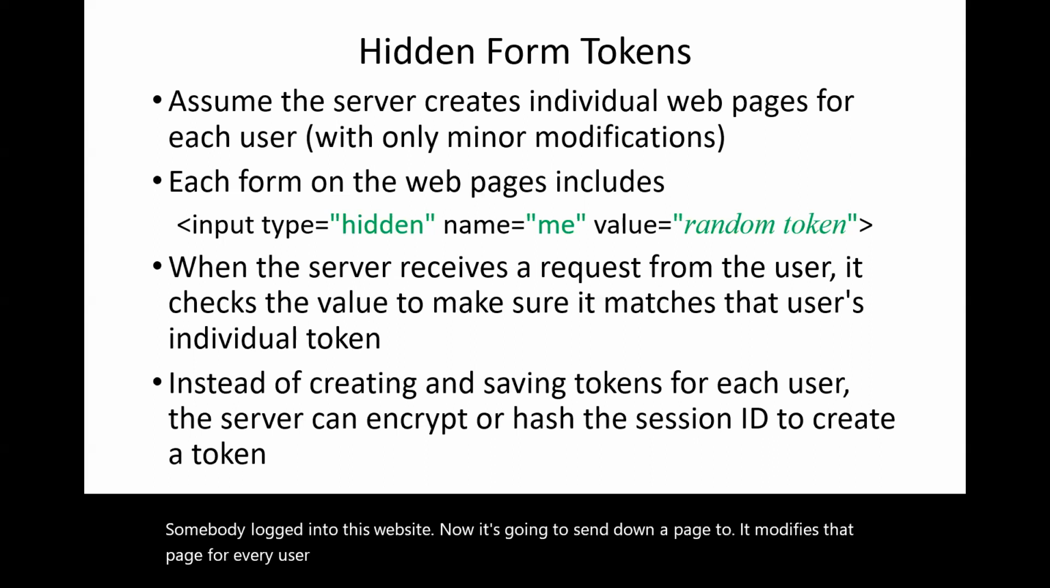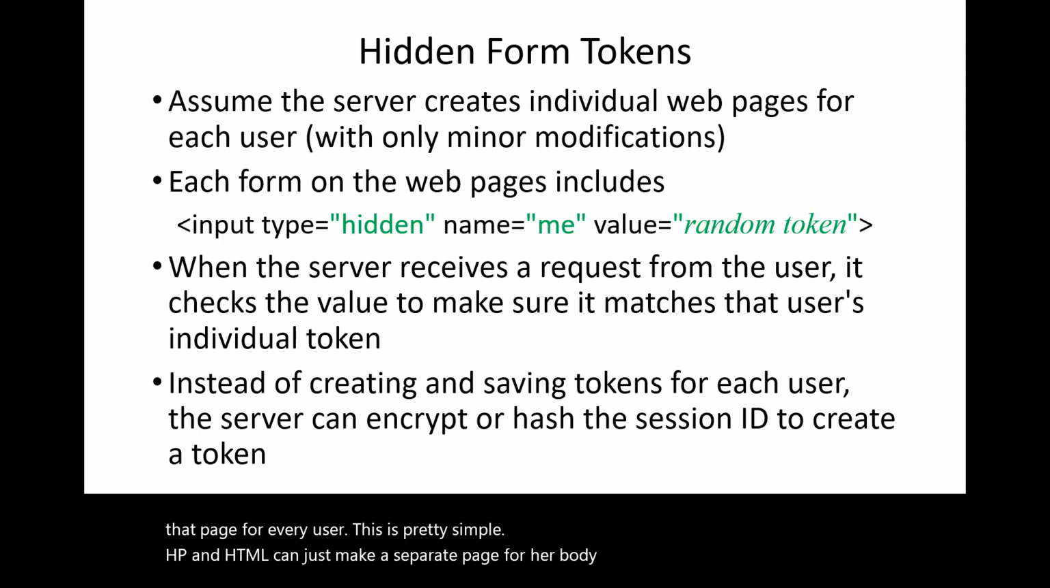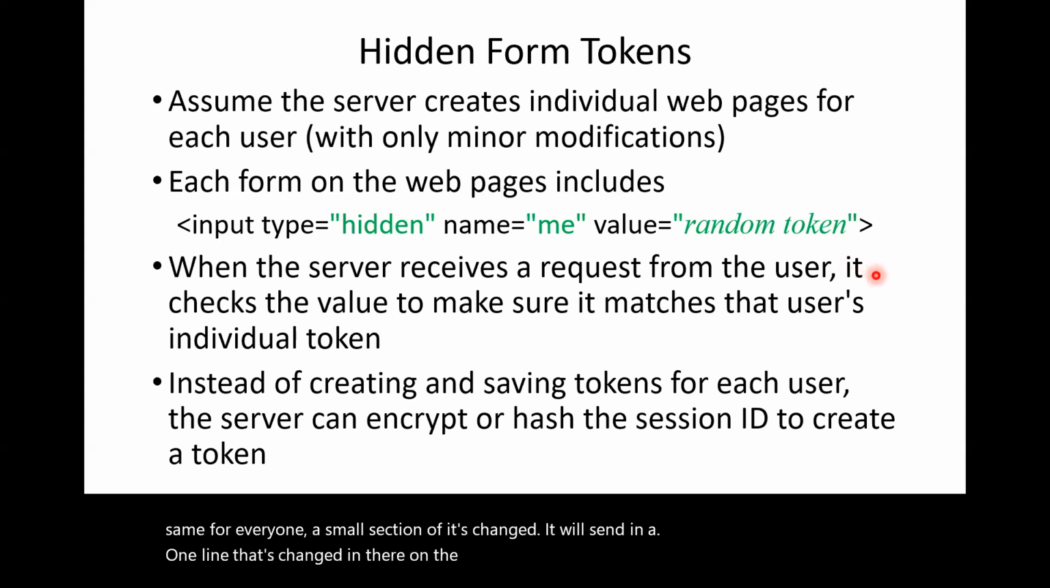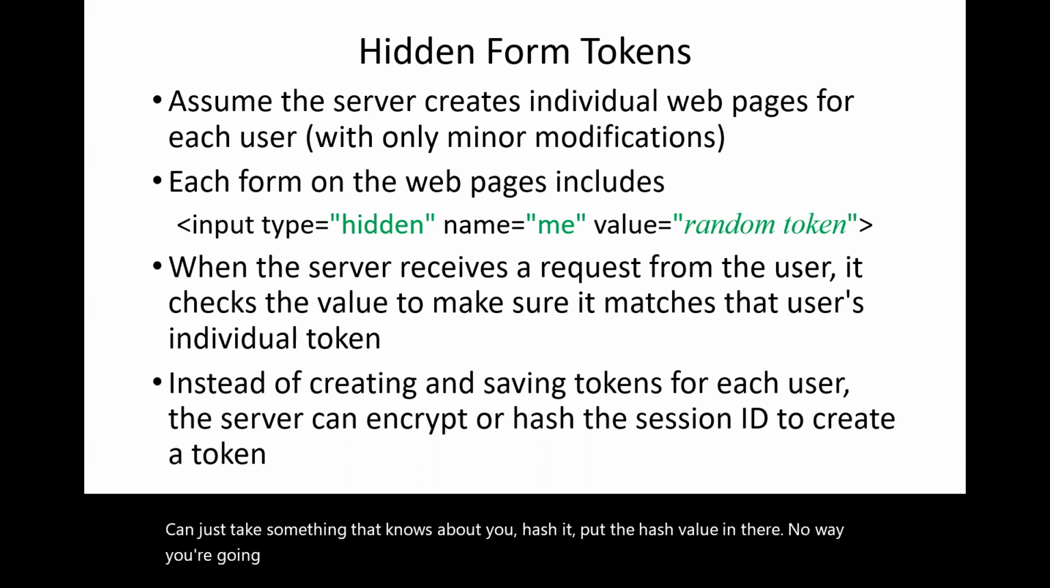This is pretty simple. With PHP and HTML, it can just make a separate page for everybody. So even though it looks the same for everyone, a small section of it is changed. It will send in one line that's changed in there. On the form, it will say the random value is different for every user. It can just take something it knows about you, hash it, put the hash value in there. No way you're going to go back and find out what it is. Because even a very simple SHA-1 hash is 20 characters long, it's hard to guess.